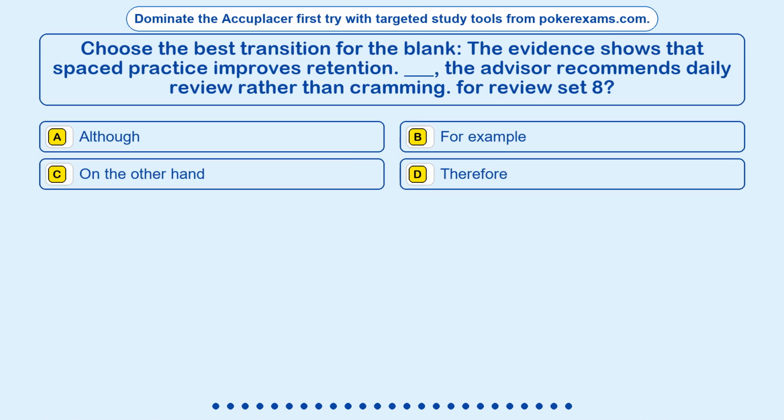Question 21. Choose the best transition for the blank. The evidence shows that spaced practice improves retention. Blank. The advisor recommends daily review rather than cramming. For review set 8. Option A. Although. Option B. For example. Option C. On the other hand. Option D. Therefore.